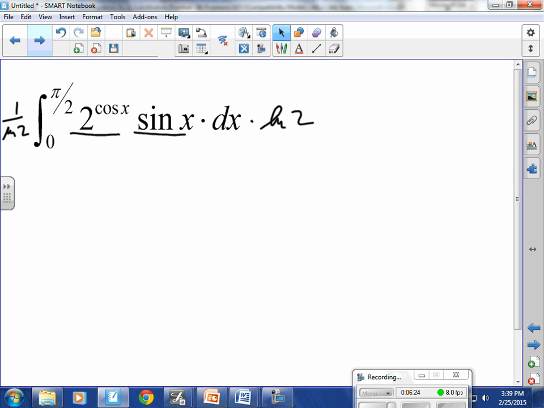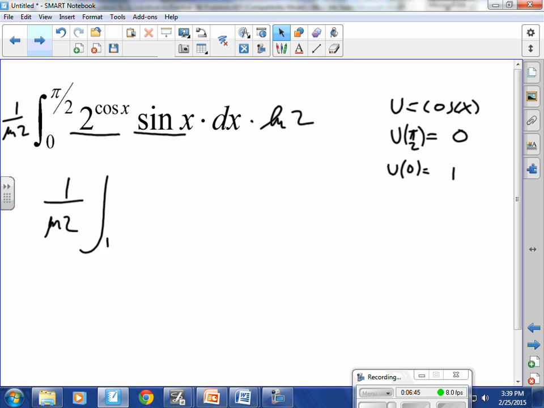u is going to be the cosine of x. So u at pi over 2 would be the cosine of pi over 2, which is 0. u at 0 would be the cosine of 0, and that's going to be 1. So the 1 over ln 2 constant multiple that I put in is coming with. The new limits are going to be 1 on the bottom, 0 on the top. 2 to the cosine becomes 2 to the u, and now I'm still going to have to replace this thing.